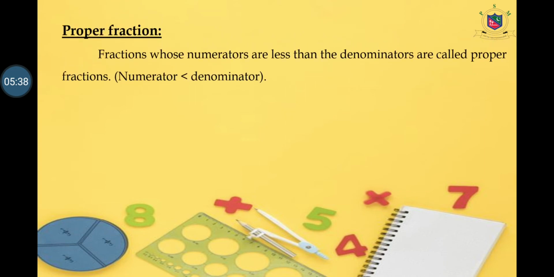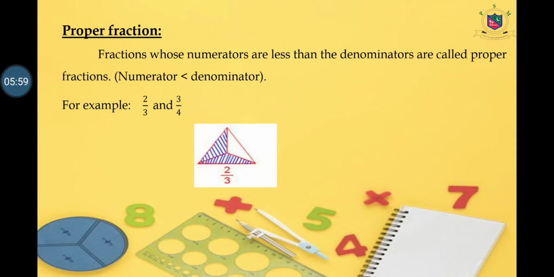Dear students, as I already told you a little bit, fractions that have numerators smaller than the denominators are called proper fractions. For example, 2 upon 3 and 3 upon 4. You can see the example of proper fractions. In both the fractions, the numerator is smaller than the denominator.